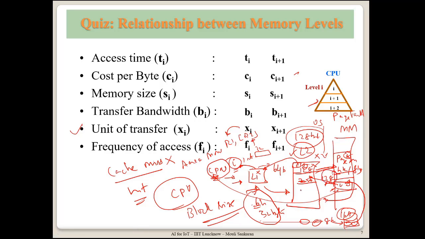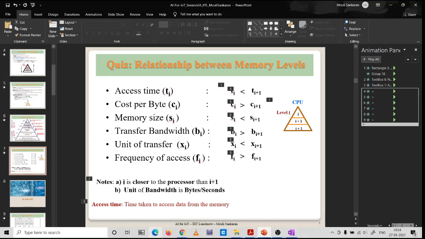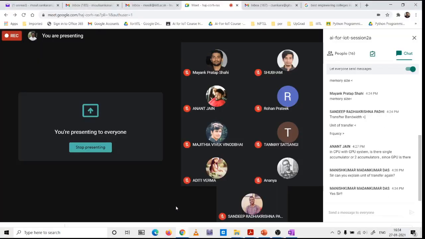It is 128 as far as L2 is concerned. It is 4 kilobytes as far as the hard disk is concerned, and 64 bytes as far as L1 is concerned. So the unit of transfer, as it goes away from the CPU, is much more than what is being transferred here. That's why the unit of transfer is like this. Is it clear? I hope my explanation is better understood by everyone.